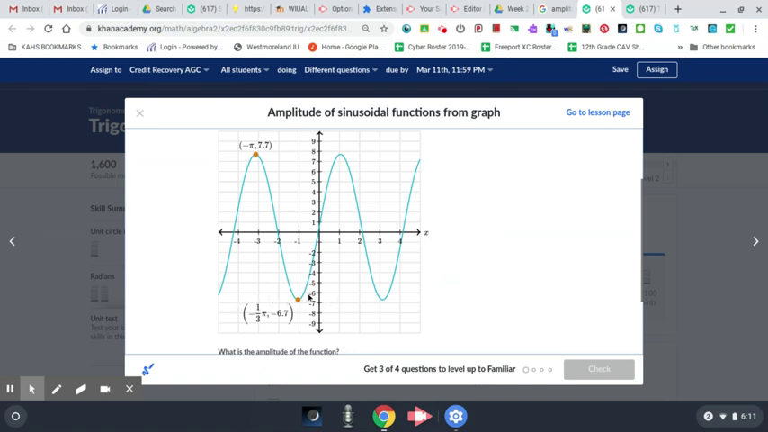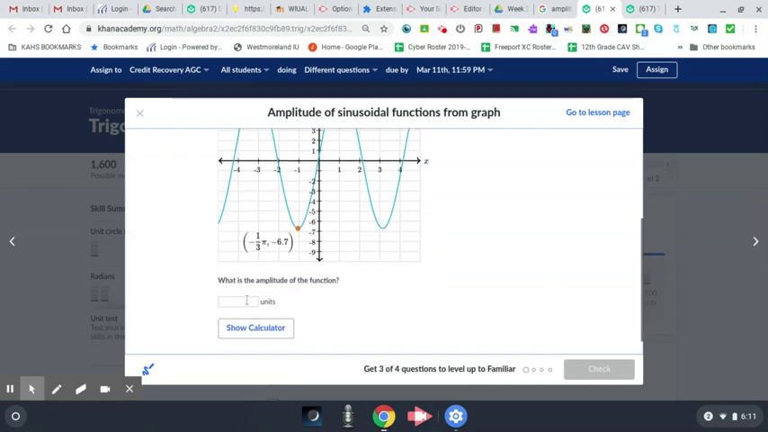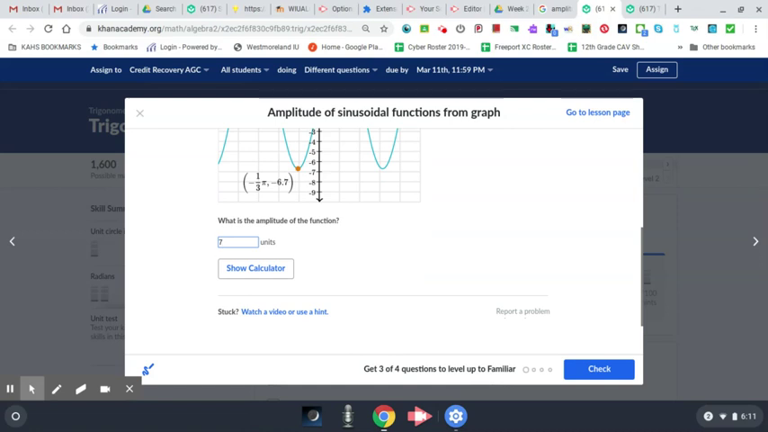So if I divide that by 2, it's going to tell me my amplitude is 7.2. So it's 7.2 units from the middle, from the top, and the bottom. So that's what I'm going to enter here, 7.2.